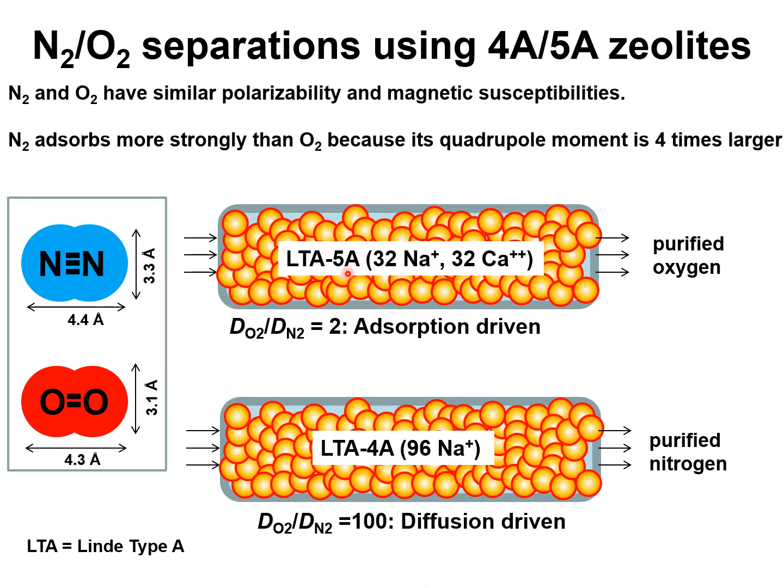In 5A zeolite, the diffusivity ratio between oxygen and nitrogen is a factor 2 because of the smaller cross-sectional dimension of oxygen. In 4A zeolite, the windows are partially blocked, and the ratio of diffusivities of oxygen and nitrogen is significantly higher, 100.